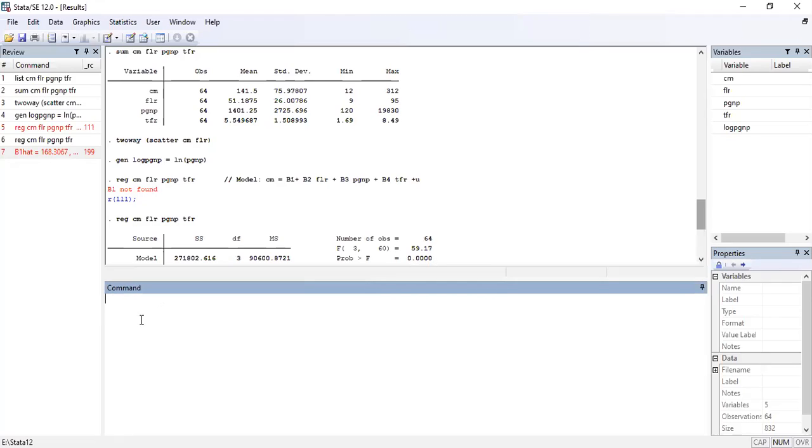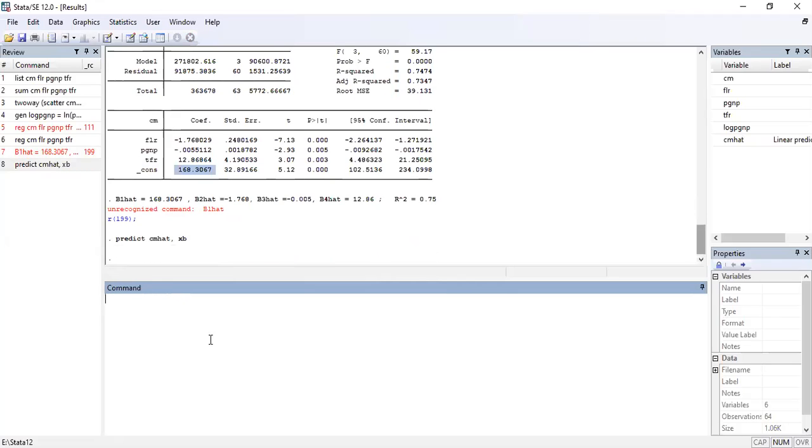How do you get y hats? These are also called point estimates or point predictions: y hat, the estimated y. Here this is CM hat basically. You get this with the predict command. Predict is the command word, we'll call it CM hat, the predicted CM. And XB is the command word; those who have done matrix algebra might remember something like this.